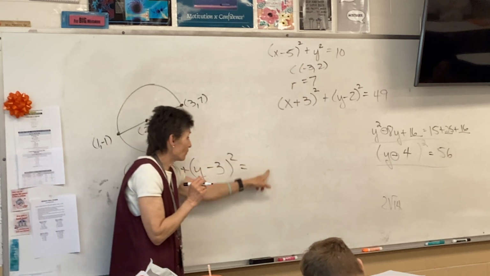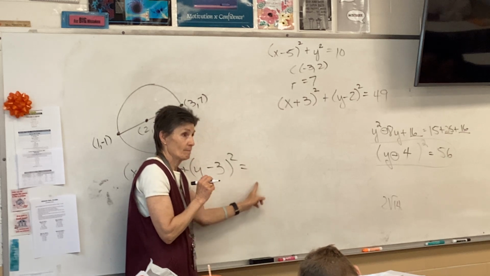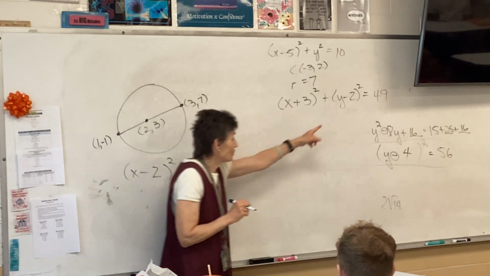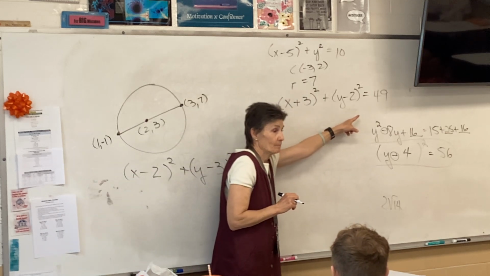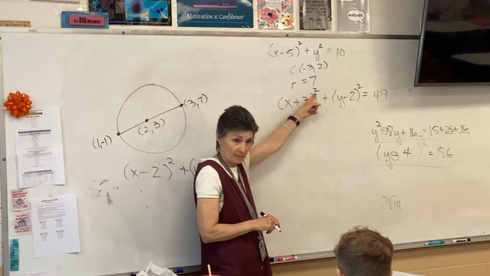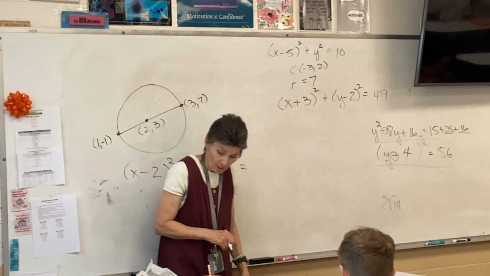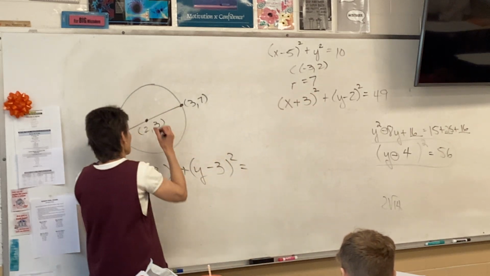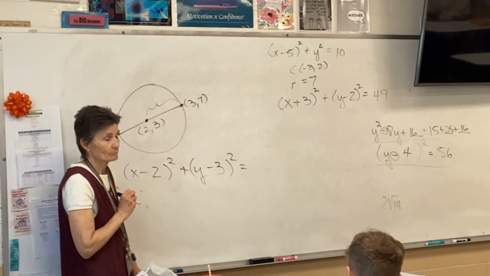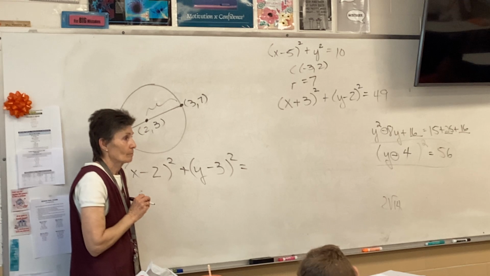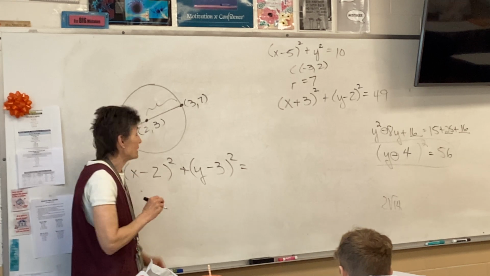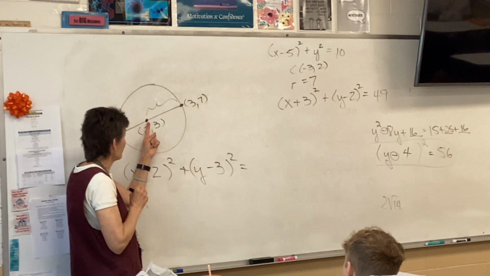Now, what's this over here? How do I find that number? What do I need to know? How did you know that was 49? 7 squared. So what did you need to know? You needed to know the radius, okay? So in my picture, isn't this the radius? Yeah. I need to find out how long that is. I need to find the distance from here to here.